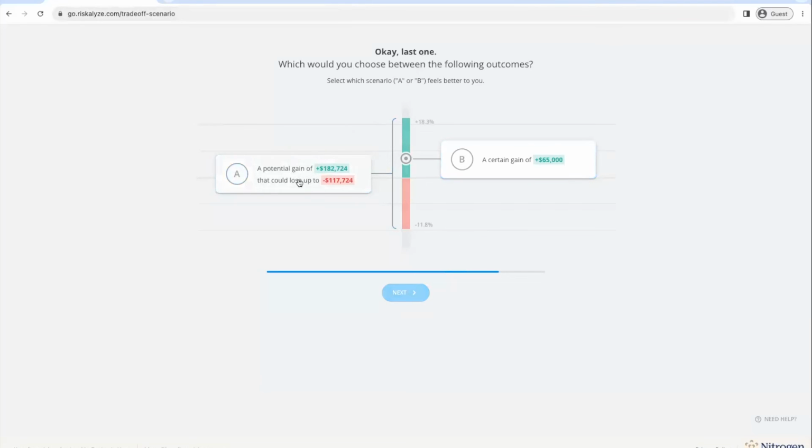So option A has now changed. That range of returns, the potential gain has increased to 18.3%, or almost $183,000. But the potential loss has now grown as well, 11.8% to the downside, or roughly $118,000. But that certainty of gain has also moved to 6.5%. So again, no right or wrong answers. And I would say if I was comfortable with 5.8% earlier, I'd say yeah, I would take a 6.5% certainty of return over a 6-month period of time. Let's choose that one.